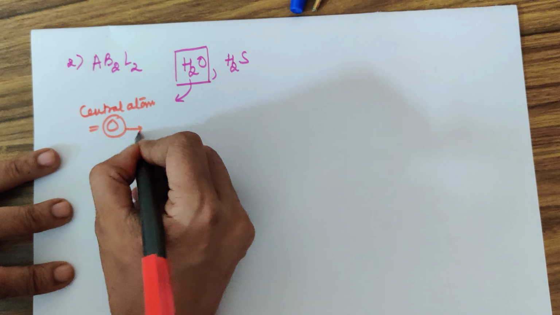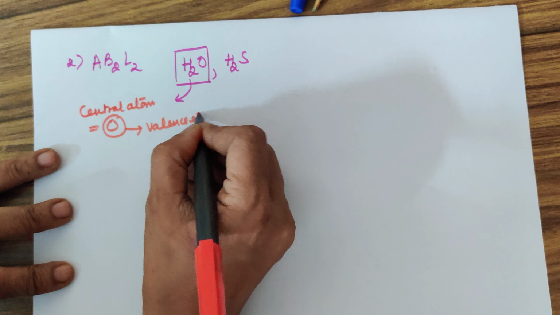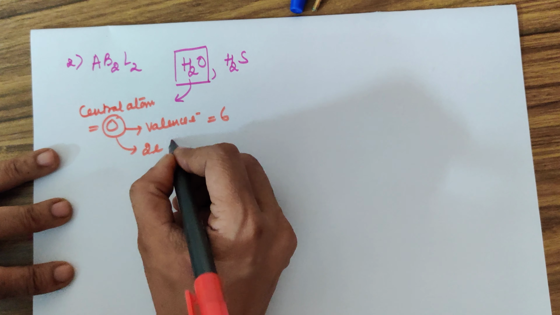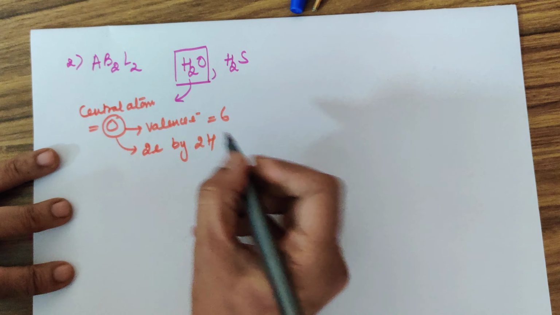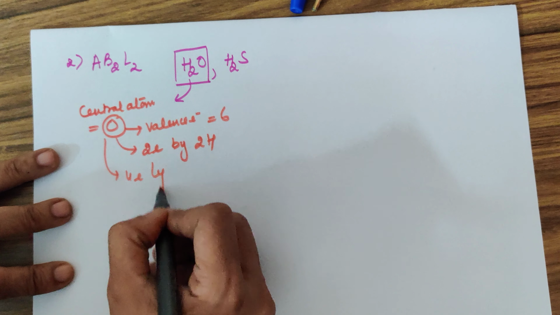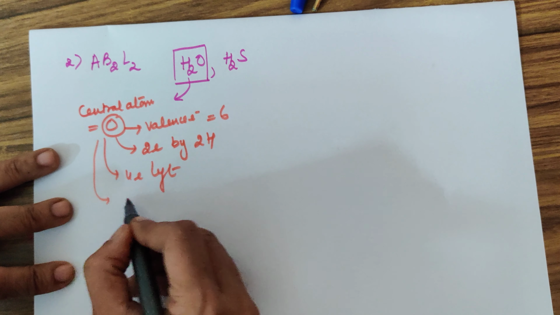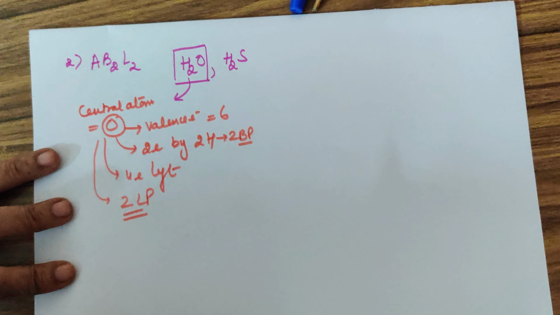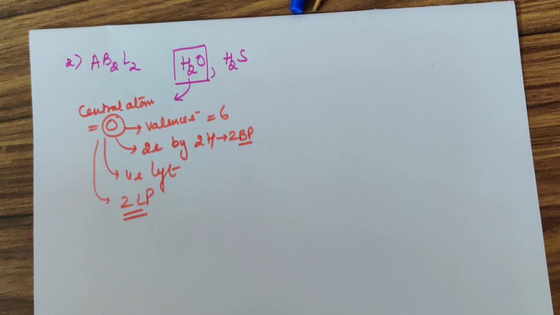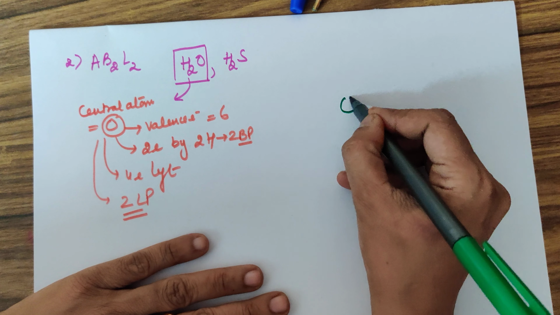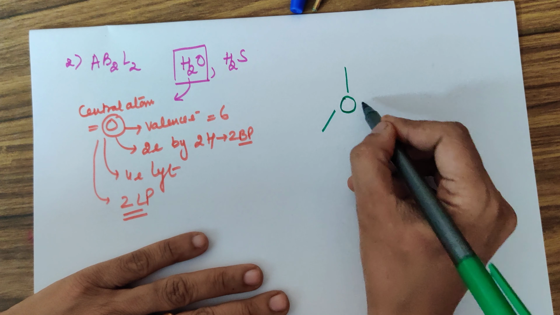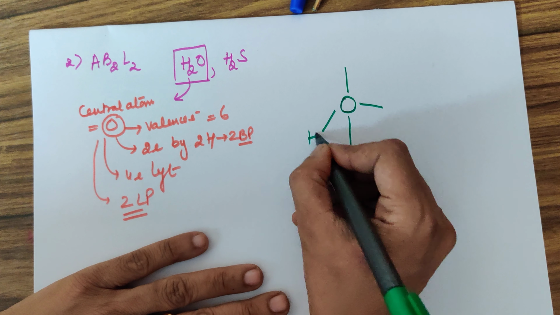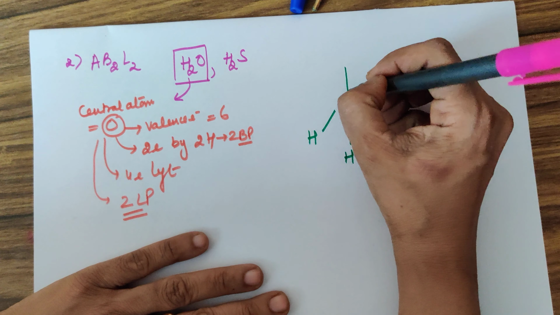Now oxygen has how many valence electrons? 6. Out of these 6 electrons, how many have been used? 2 electrons by 2 hydrogens. What are you left with? 4 electrons are left. These 4 electrons therefore make it 2 lone pairs. So you have 2 bond pairs and 2 lone pairs. How do you represent it on paper? Now this is your oxygen atom. You have a situation where it is like this, the tetrahedral geometry, out of which I place 2 hydrogens here and I place the lone pairs here.